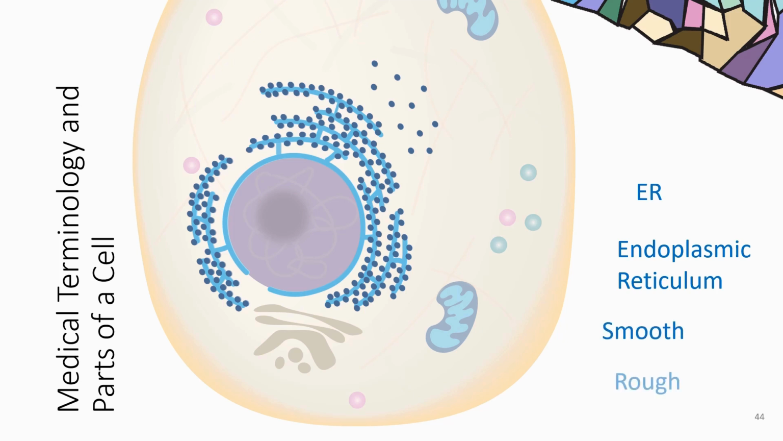There are two types: smooth and rough. Smooth is the sort that does not have these little dark navy circles attached to it, whereas rough is this portion that has these dark circles attached to the end.